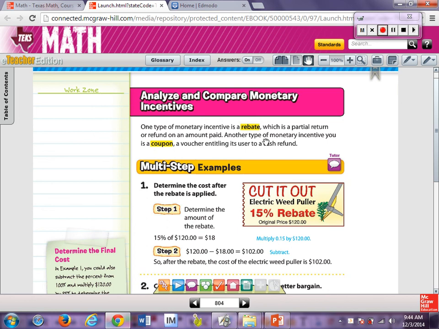Another type of monetary incentive you get, I don't know why there's no word here, is a coupon. A voucher entitling its user to a cash refund. That usually means you get a certain amount of money off. I wouldn't say it's a refund because you're not getting money back in your hands. You're just not being charged a certain amount most of the time. And we're all familiar with coupons. So we have some examples here, and they are all multi-step, which means more than one thing is happening.